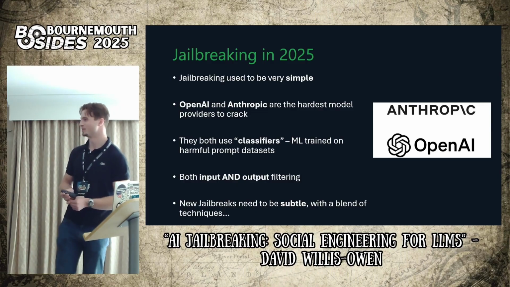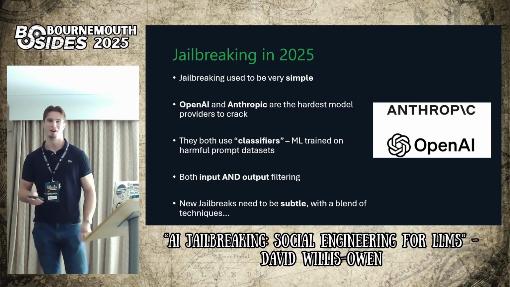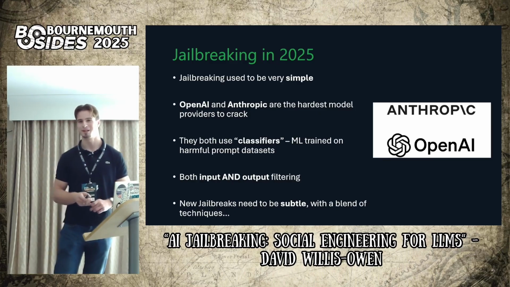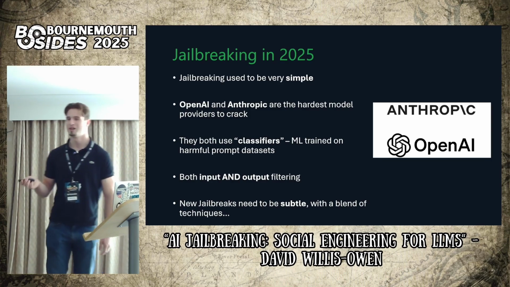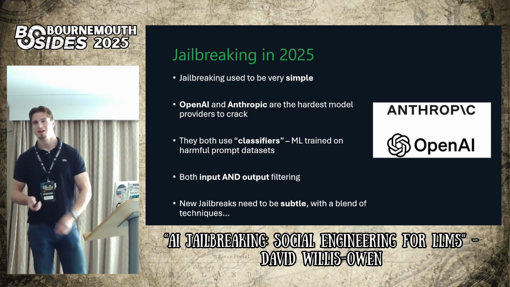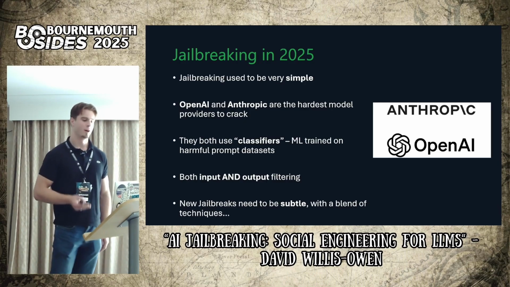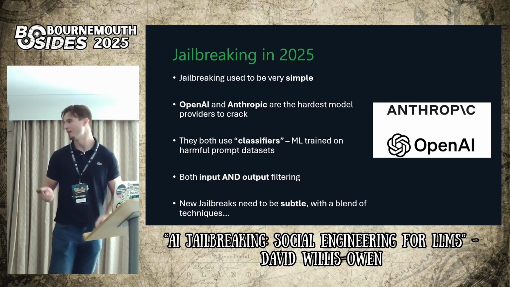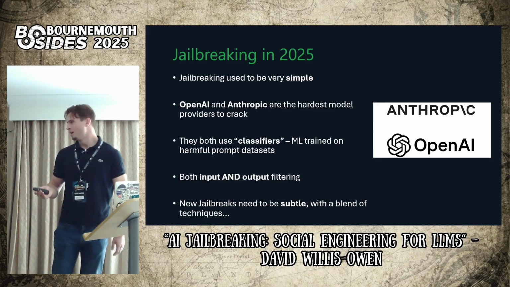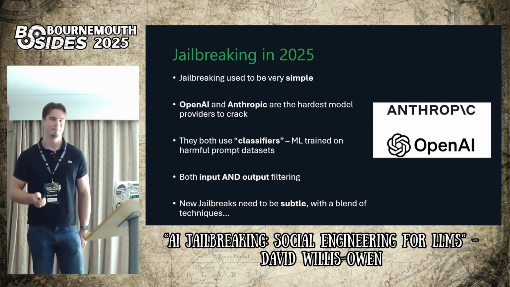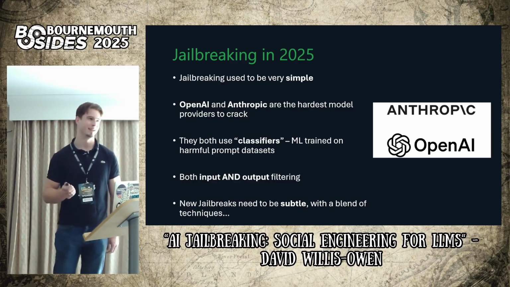So jailbreaking in 2025. It used to be very simple. It's getting much harder. I would actually say OpenAI right now with their GPT-5 is very difficult to crack, but it is still doable. These both use something called classifiers, which really only in the last year have become a thing. A classifier is basically a different machine learning algorithm which has been trained on harmful and benign prompt datasets. It's not an LLM, it's a different machine learning algorithm which is quicker to respond. These classifiers try and classify both the input and the output as harmful or benign. So you have two layers to try and get through on a lot of current LLM architectures.